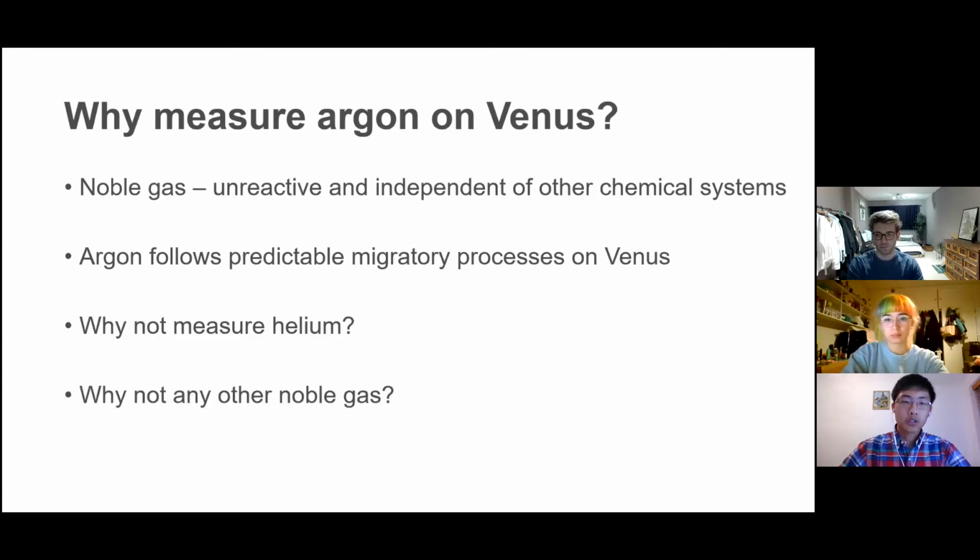You might also ask, why not other noble gases? Other noble gases, like helium and argon, are also chemically inert and always gaseous. This is also a question of instrumentation. Our instrumentation isn't sensitive enough to detect other noble gases either. So I guess we have to wait for more sensitive instrumentation to be deployed to Venus in the future.